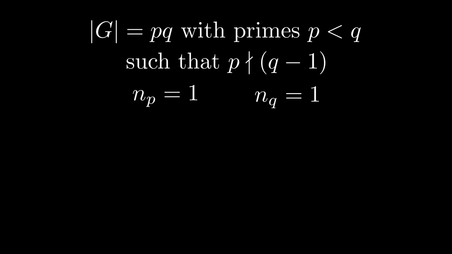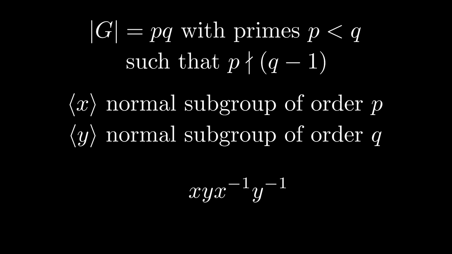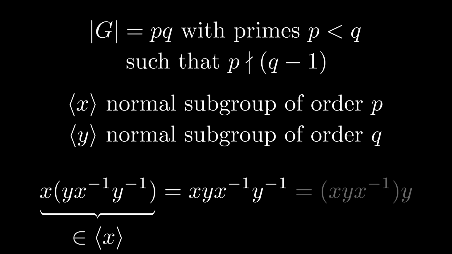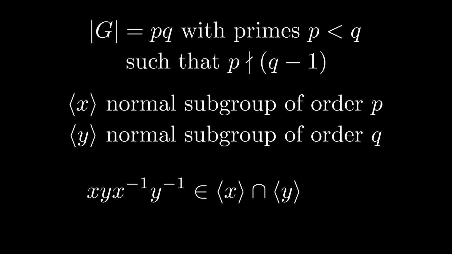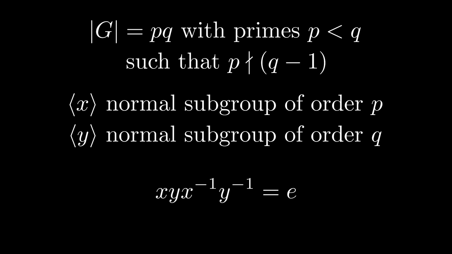We call the respective generators x and y. We can now form this product, which is called the commutator of x and y. On the one hand, by the normality of the subgroup generated by x, we get that this product is in the subgroup generated by x. On the other hand, we get that the product is in the subgroup generated by y. So it must be in the intersection. But the intersection is only the identity element. So the commutator is equal to the identity element, or equivalently, x and y commute.